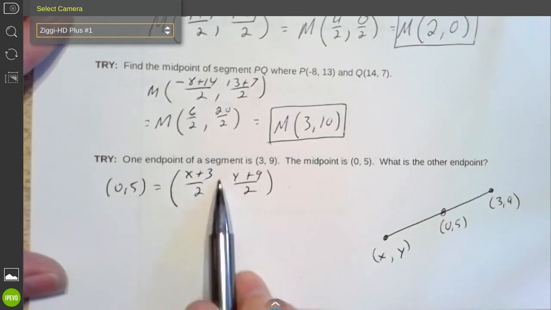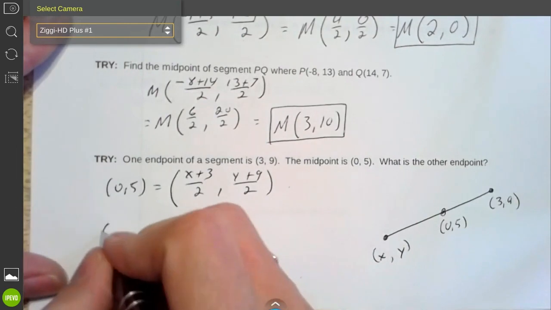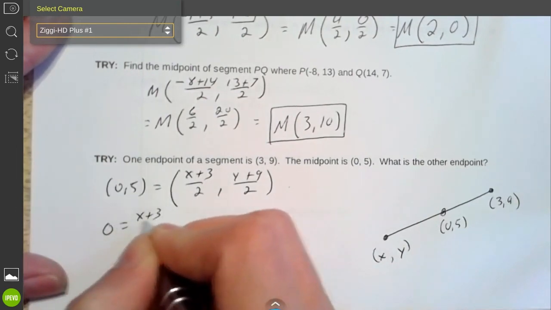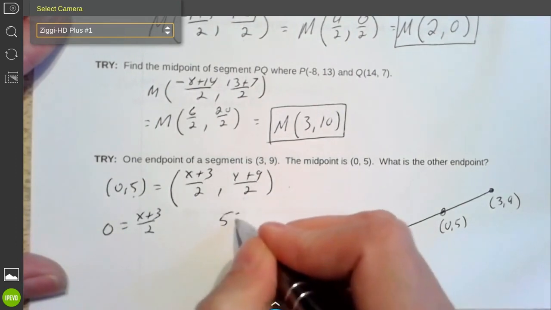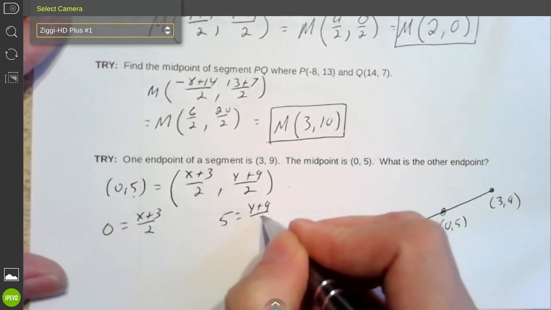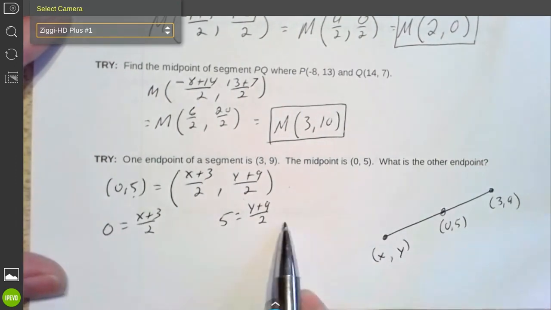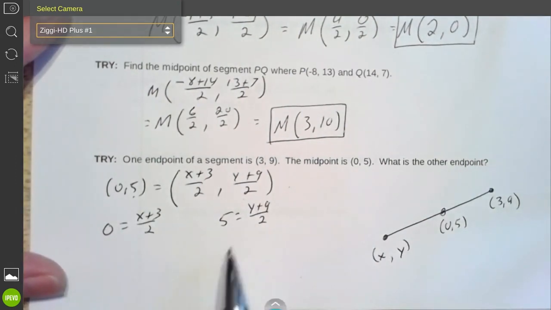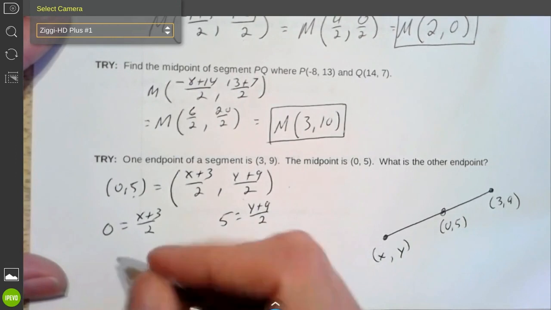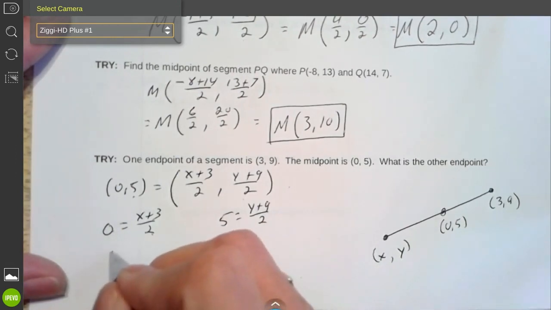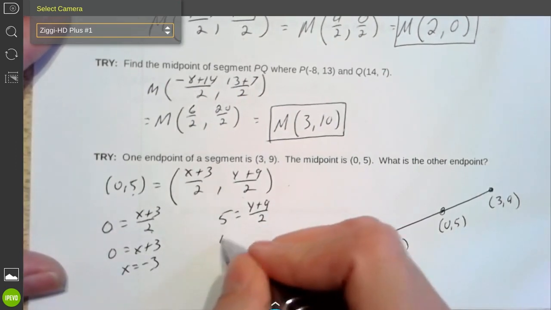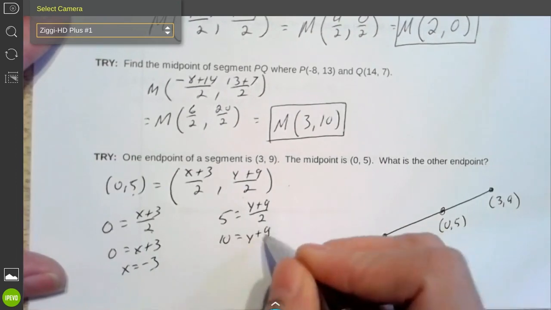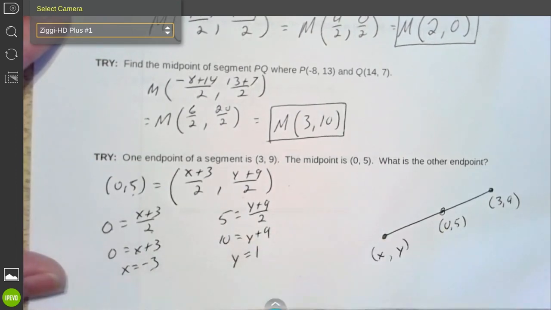Now this x coordinate should equal 0. So 0 should equal (x + 3)/2. This y coordinate should equal this. So 5 should equal (y + 9)/2. Now I've got two problems to solve, and they're simple algebra problems. Cross multiply. So 0 times 2 is 0, equals x + 3, which means x is negative 3. Cross multiply. 10 equals y + 9. Subtract 9, so y is 1.